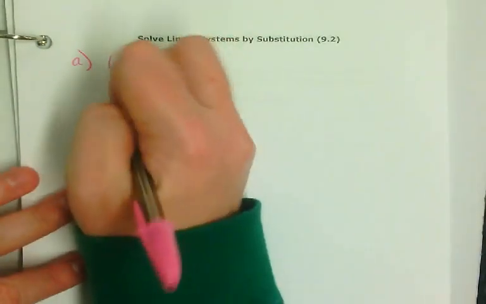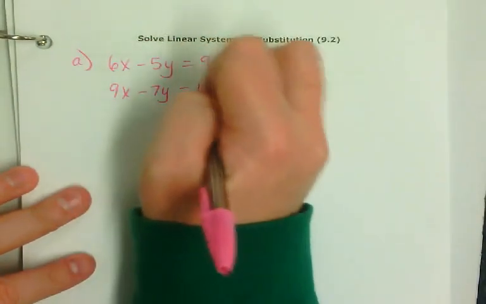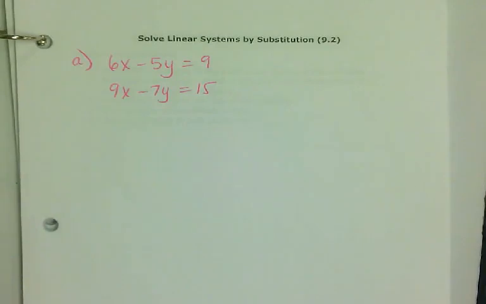And then 9x minus 7y equals 15. Now I picked this problem on purpose. This is kind of an ugly one, but we're going to still do it. What we have to do is take one of these equations. It does not matter which one. And we have to solve for one of the variables, either x or y, and it doesn't matter which one. Some problems, it is easier to isolate one or the other. Some it is not. On this one, it's really not.